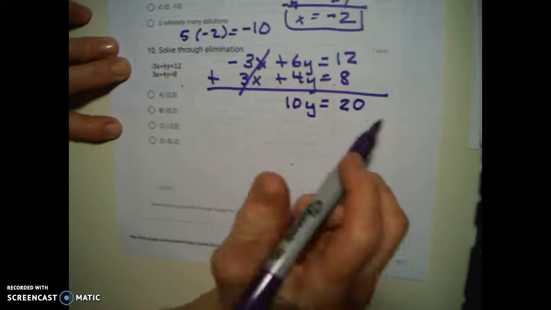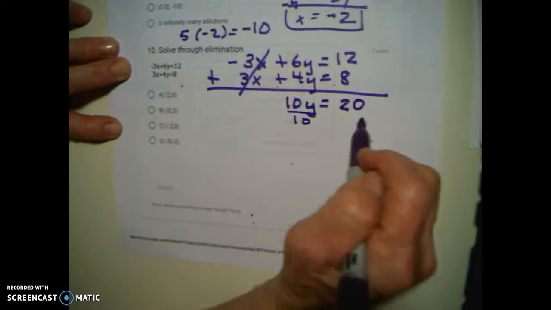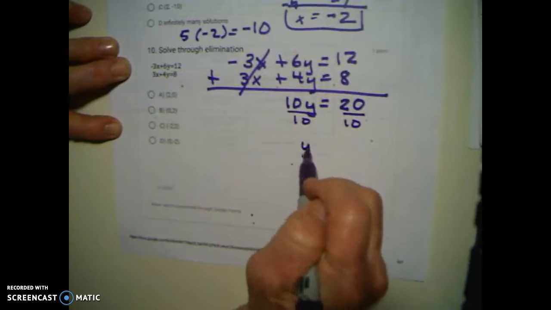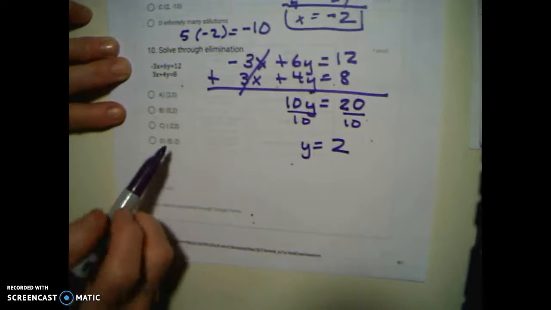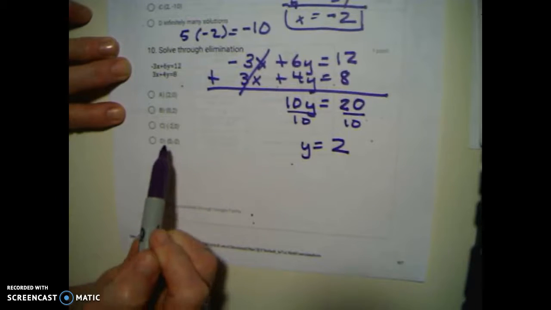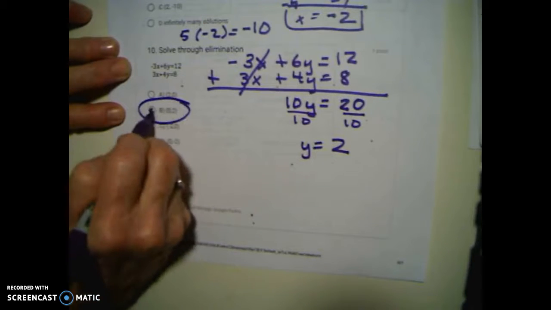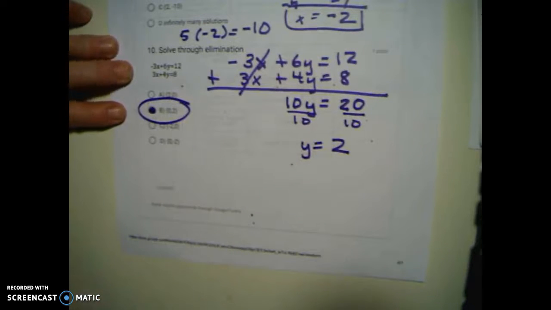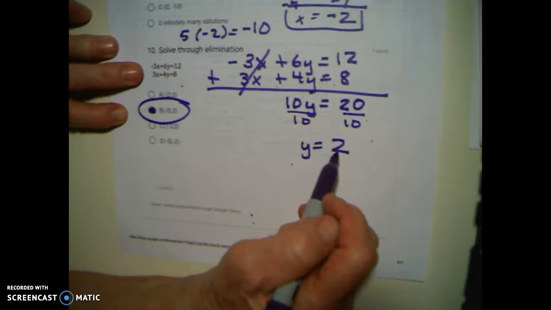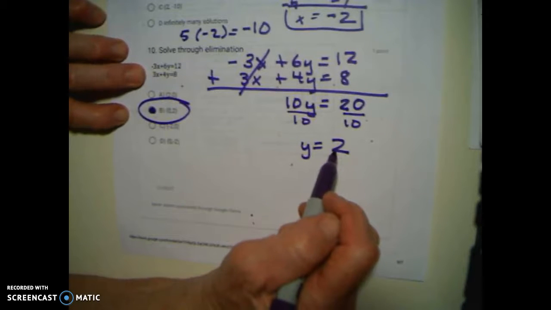What number times 10 equals 20? Divide both sides by 10. Y has to equal 2. I'm going to be lazy and look and see. Oh, I only have 1. So just to be extra double careful sure, I am going to take that 2 just to make sure that I didn't mess up someplace.